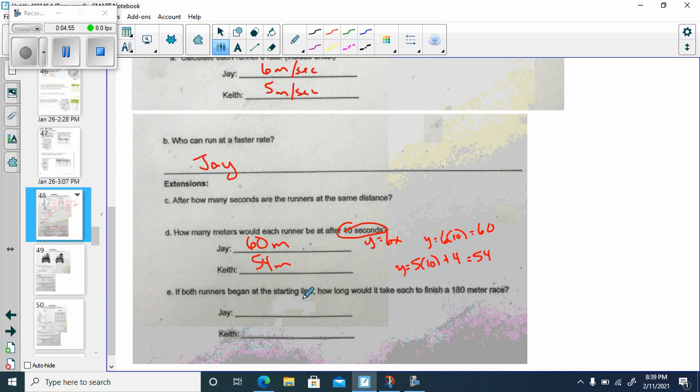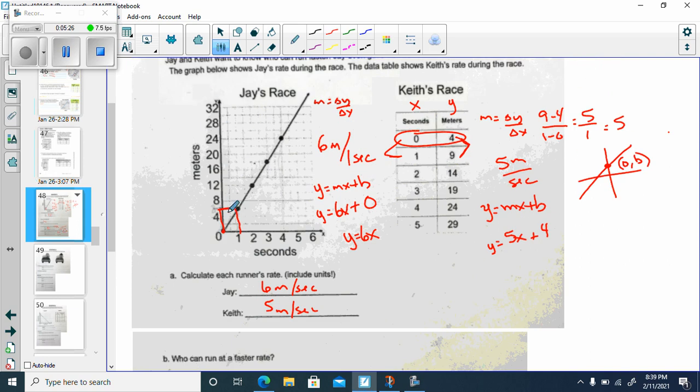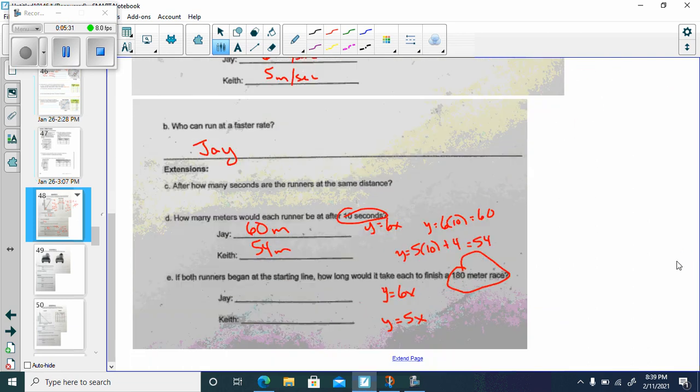If both runners began at the starting line, okay, so that means he's not 4 meters ahead, how long would it take for each to finish a 180-meter race? So I got this one as y is equal to 6x, I got this one as y is equal to 5x, because he's starting at the starting line now, not 4 meters into it. Now, they said 180 meters, all right? Would that be my x or y? The meters is on your y-axis. Meters would be y. We'd plug that in for our y.